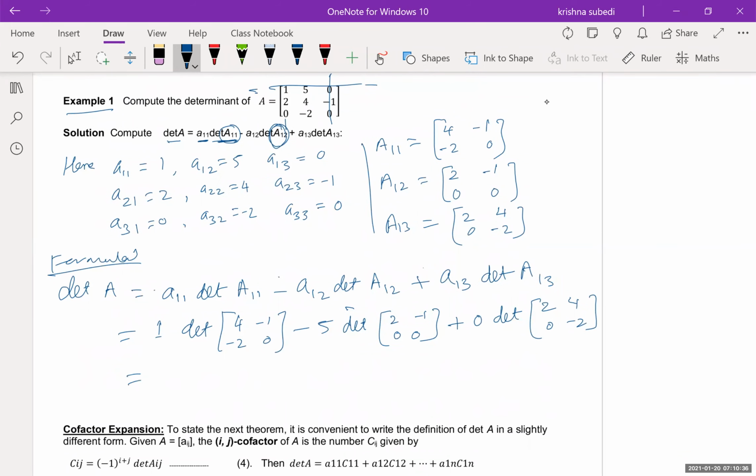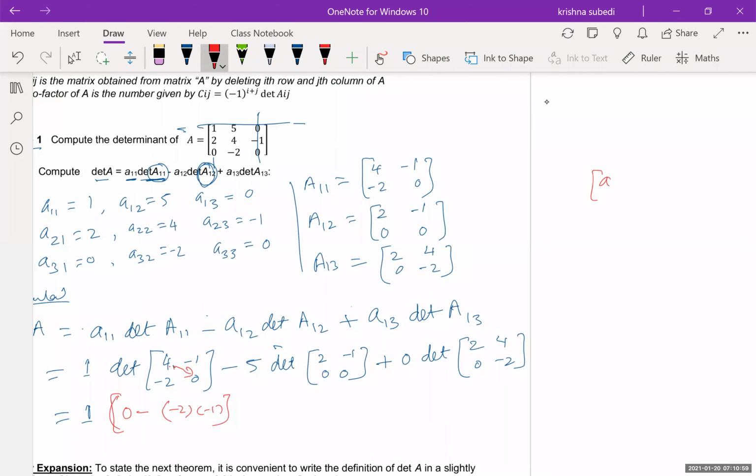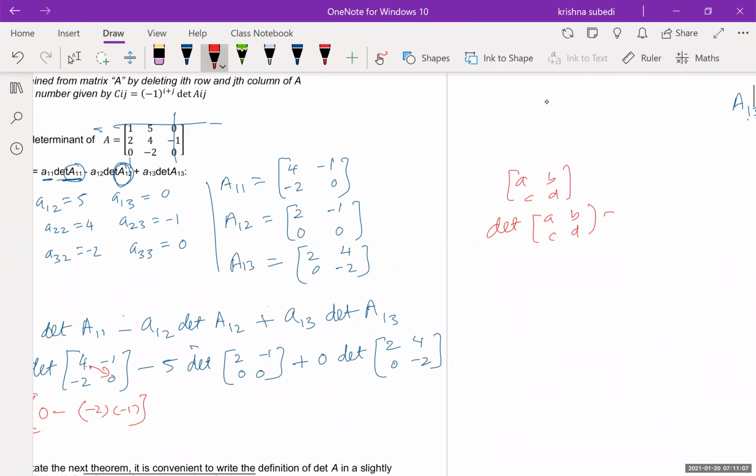And so what the determinant actually means is you multiply this way, okay? You just do the cross multiplication starting from 4. So 4 times 0 is 0, minus -2 times -1. So that's how we find the determinant. For example, if you have A, B, C, D, the determinant of A, B, C, D actually means AD minus BC. This is called the determinant, okay?